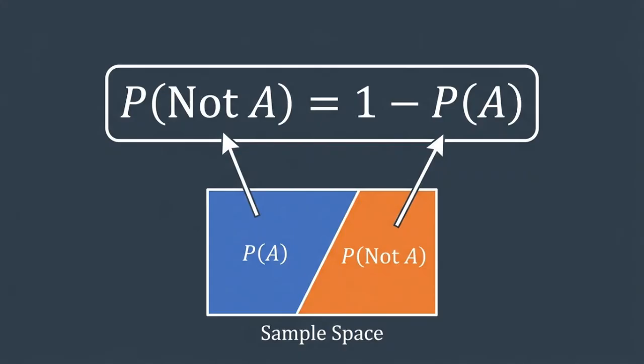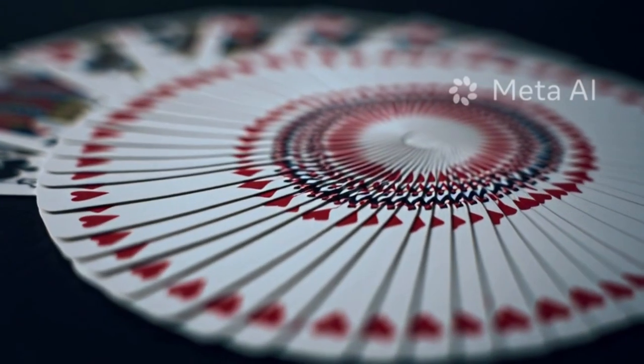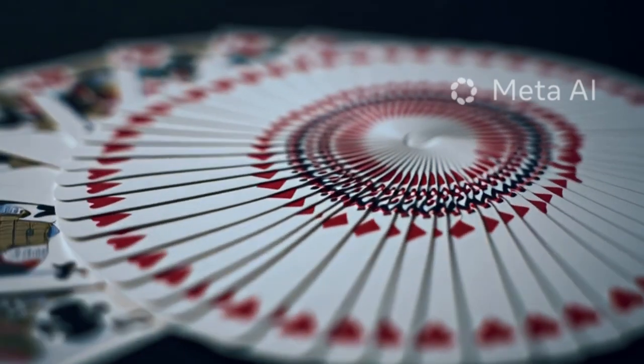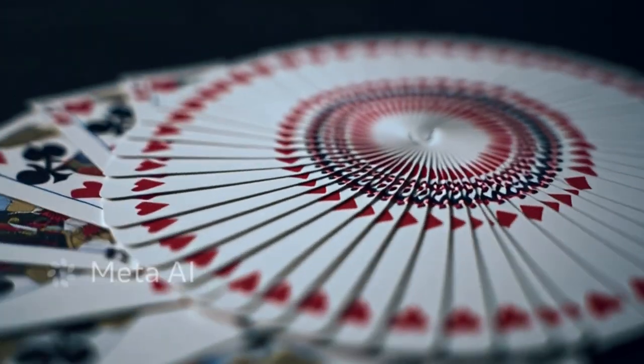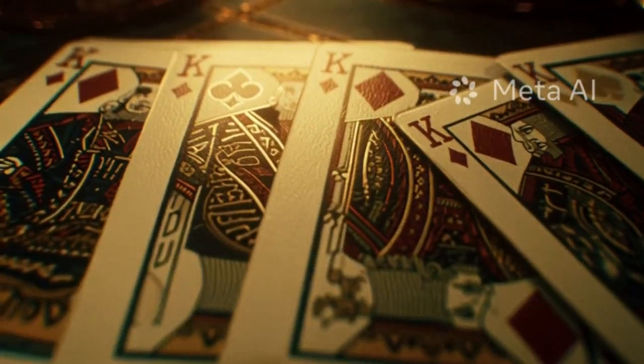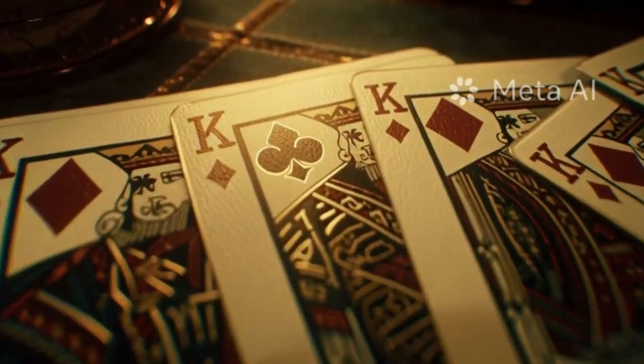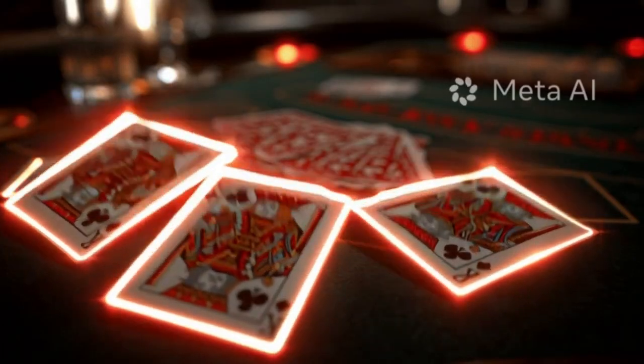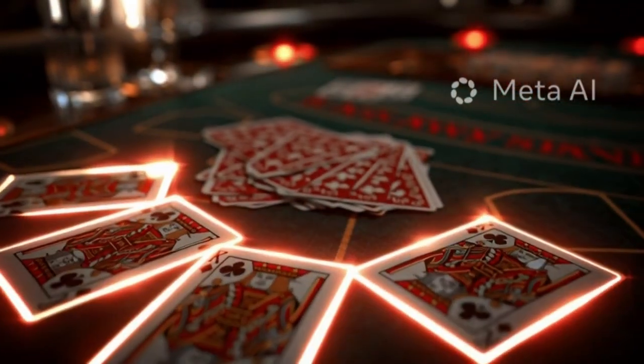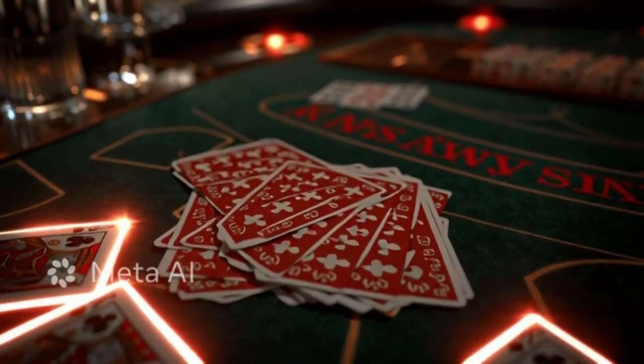Sometimes it's easier to calculate the probability that something does not happen. This is called the complement of an event. A standard deck contains 52 cards. Among them are 4 kings. What is the probability of drawing a king? The probability is 4 divided by 52, which simplifies to 1 divided by 13. That's about 7.7%.